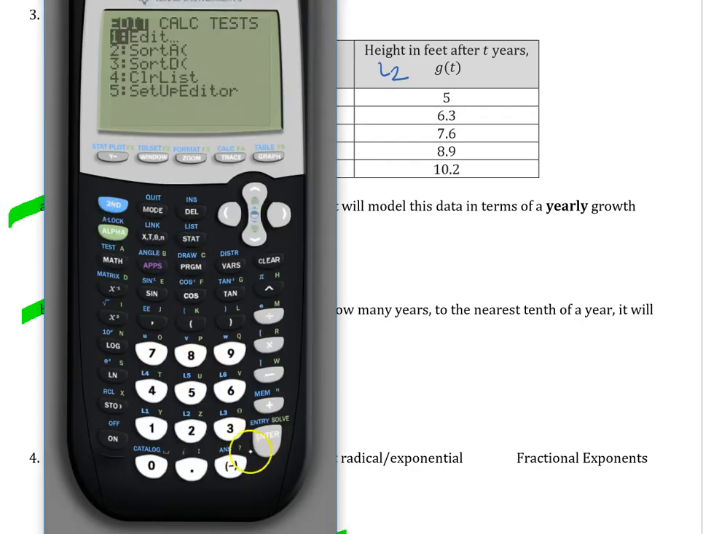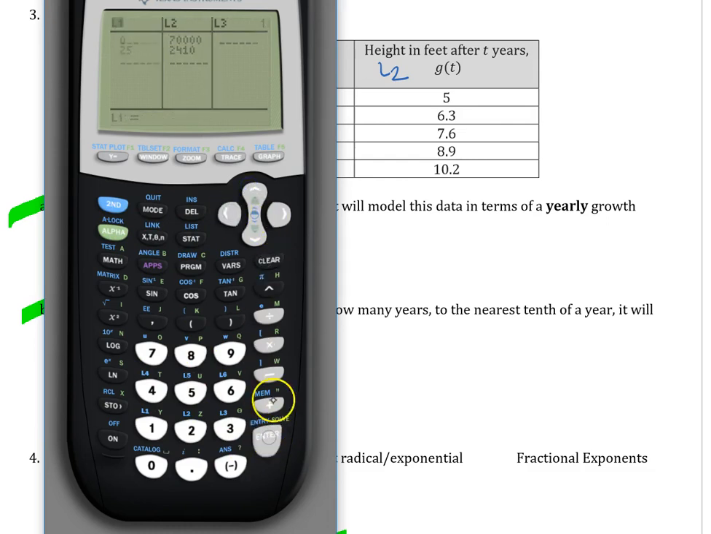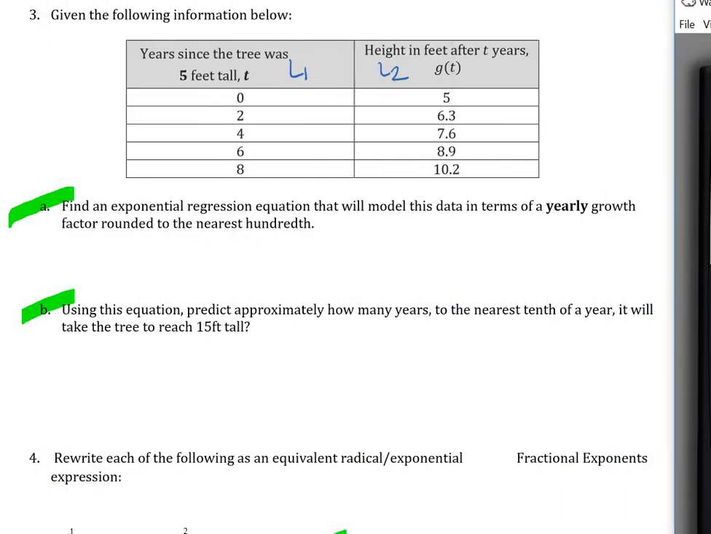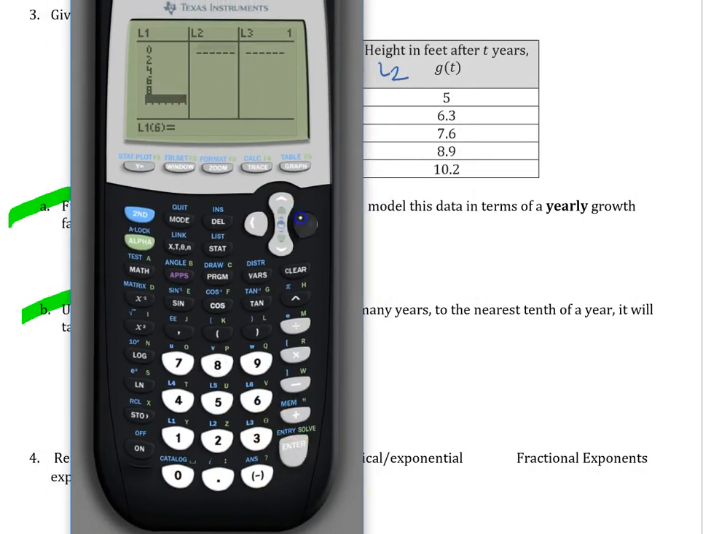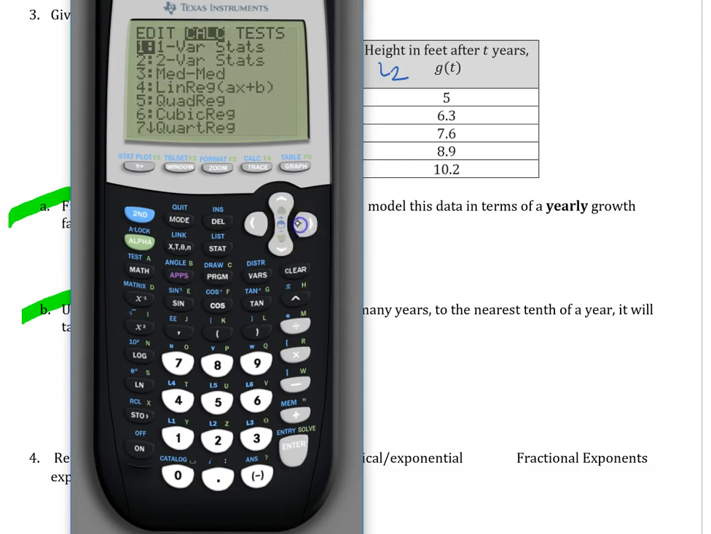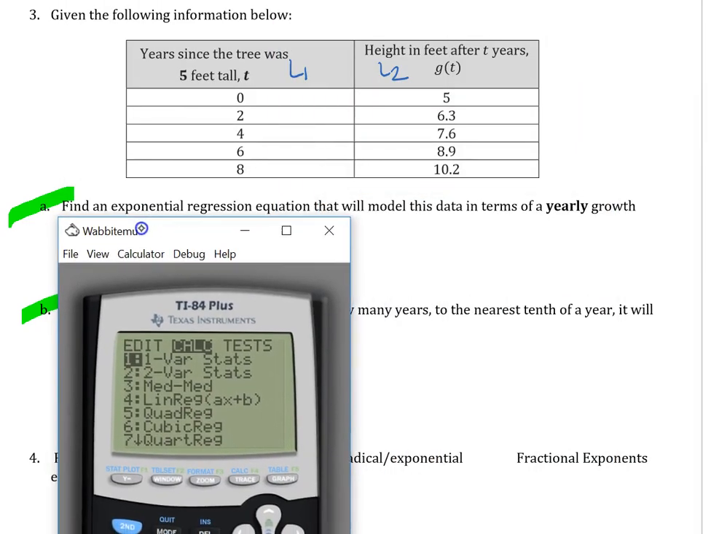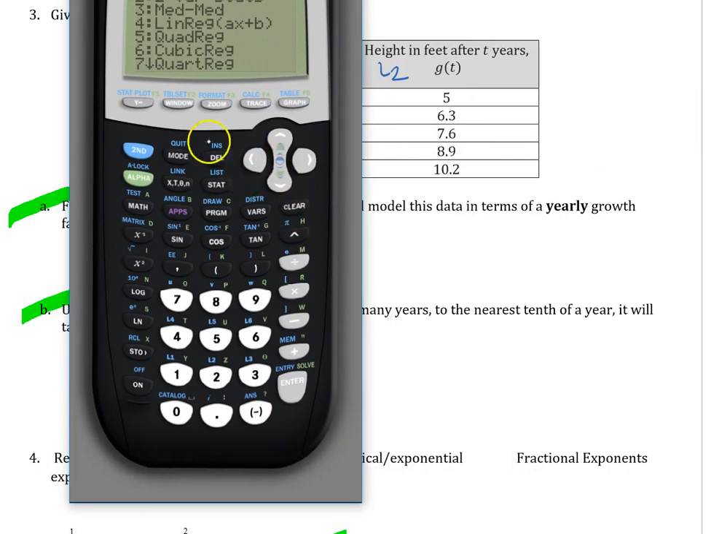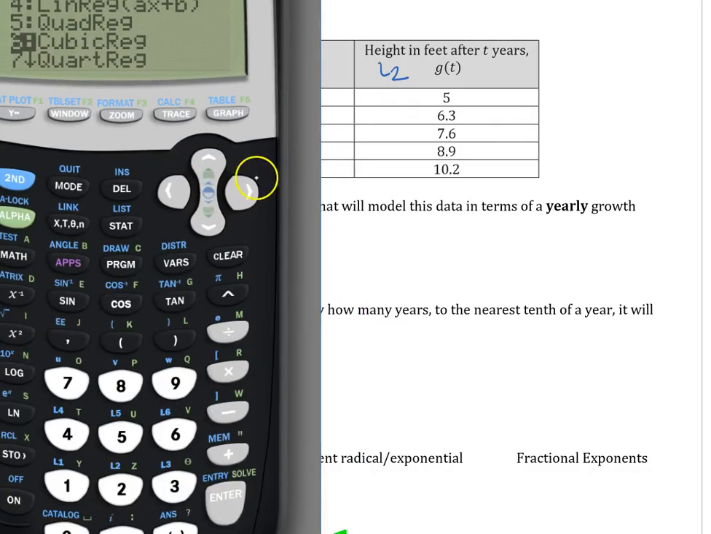Alright, so we do stat, edit. Gotta clear out some stuff here. Alright, so I got 0, 2, 4, 6, how far did I go? 8. On the other side, I'm entering these in. Okay, good. Now this is going to be exponential, so I'm going to do an exponential regression, also because it told me that. It said find an exponential regression equation. So if I go to stat calc, exponential regression is option 0, I believe.